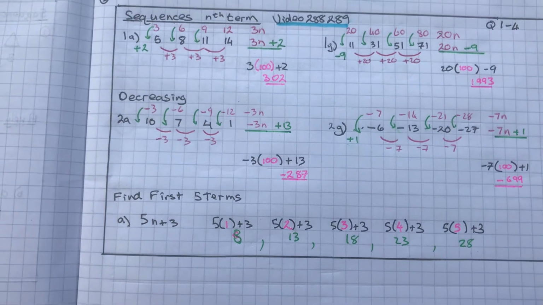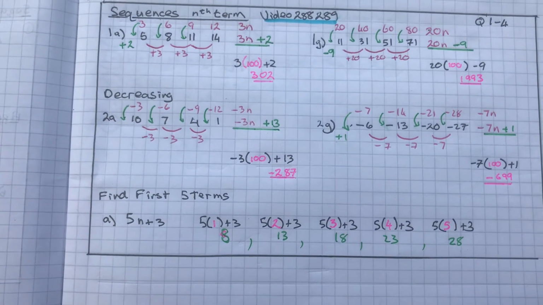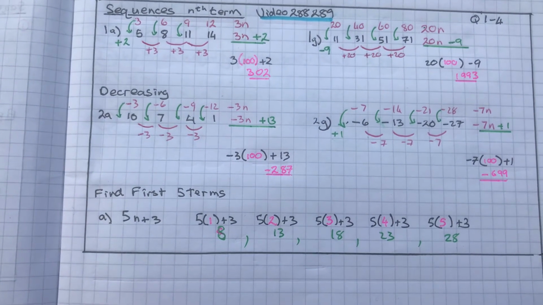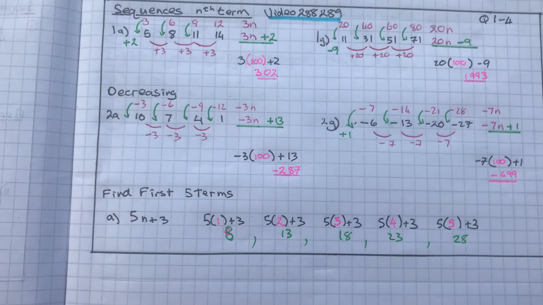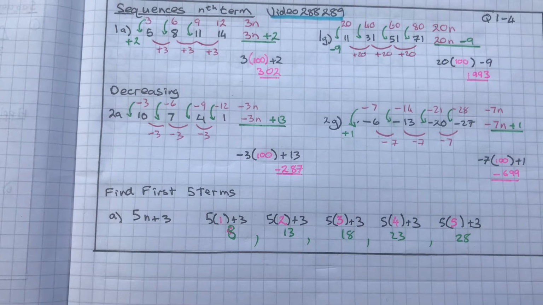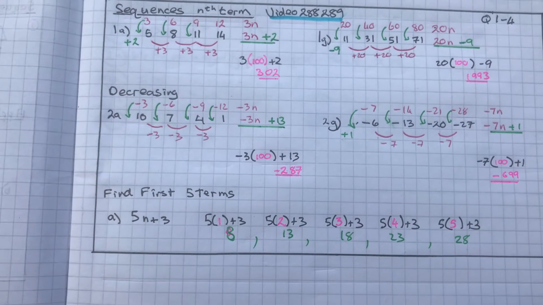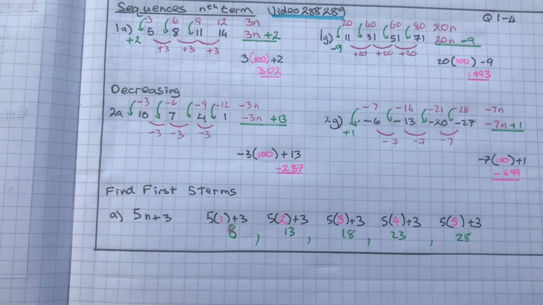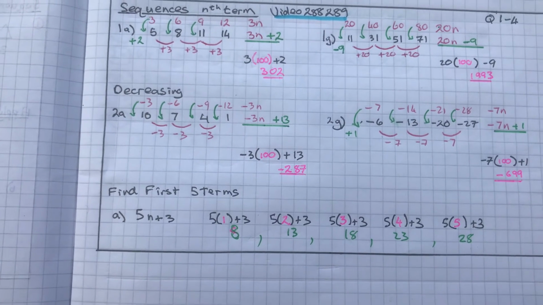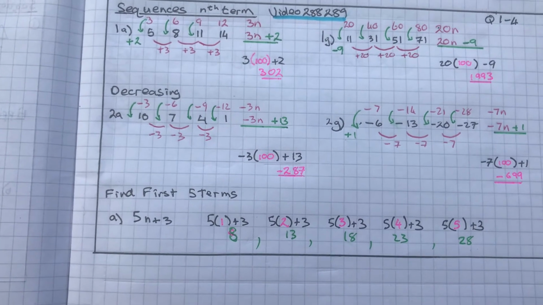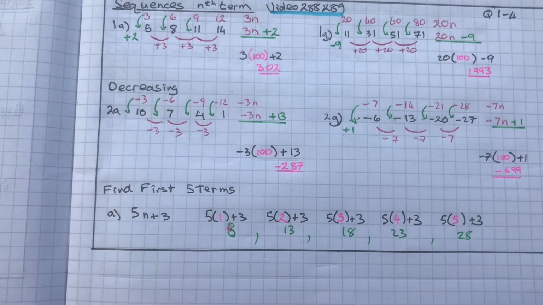If I look at 1g, the sequence 11, 31, 51, 71 is increasing 20 each time. So the rule will be 20n. I write my 20 times table, but what do I do to 20 in the red to make my black sequence? I subtract 9. So the rule for the sequence is 20n minus 9.